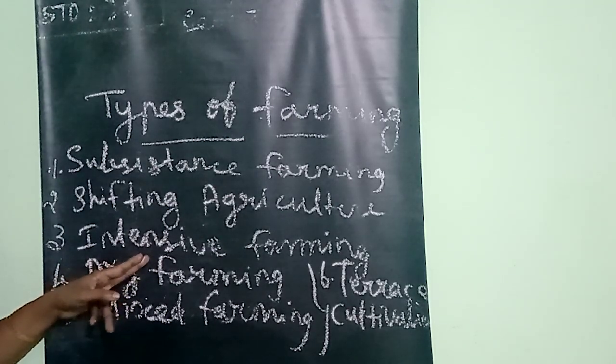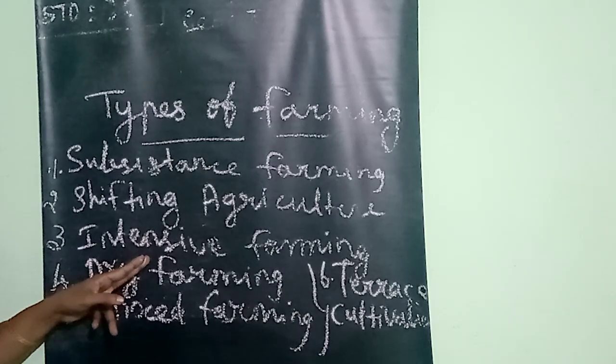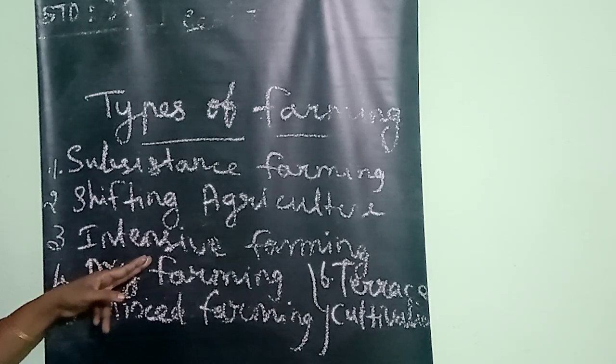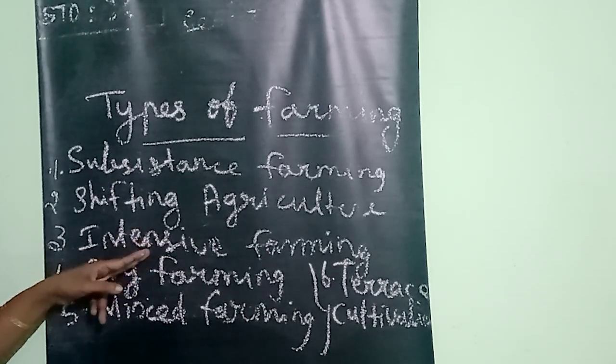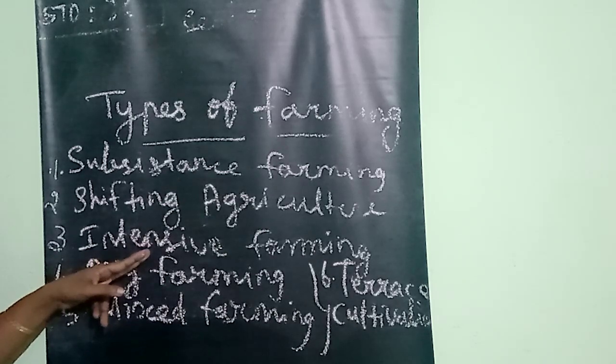The next one is intensive farming. In this type of farming, the farmers do both works. That means they cultivate plants and domesticate animals, and there are high inputs and outputs. They spend more money. They use high yielding varieties of seeds, chemical fertilizers, pesticides, and some modern machines and techniques. So this type of farming has high productivity.